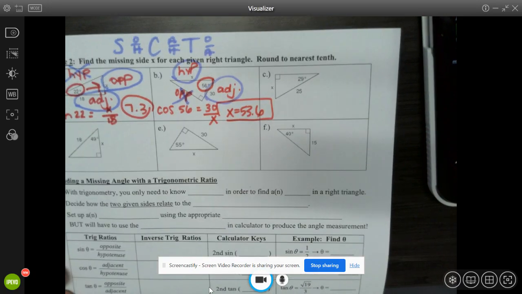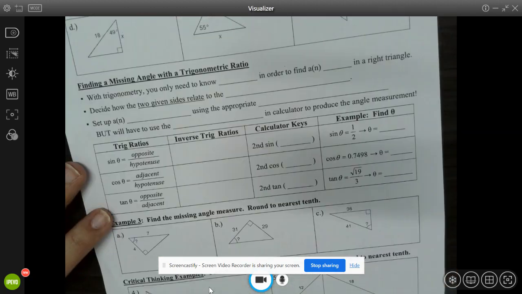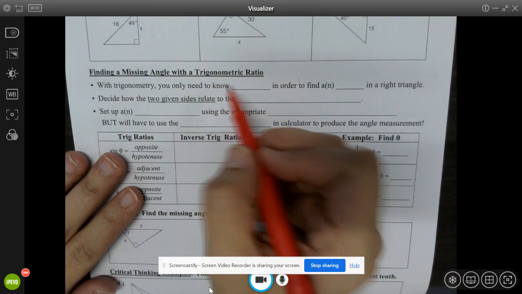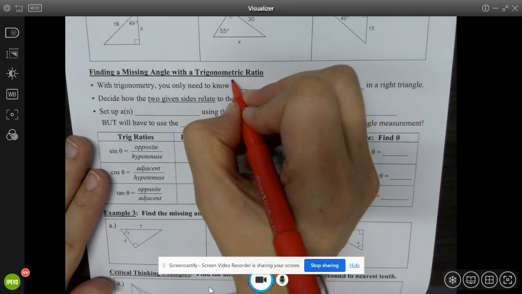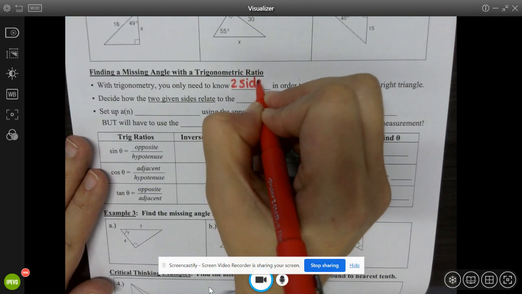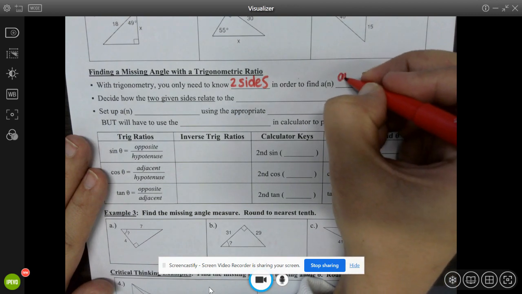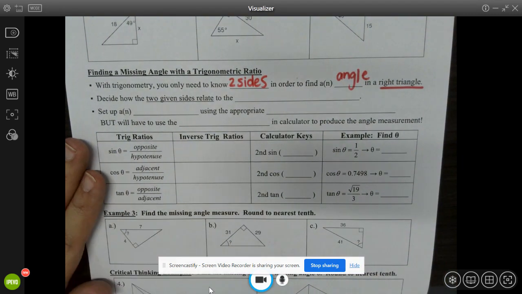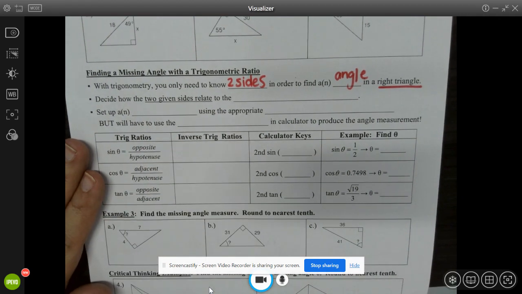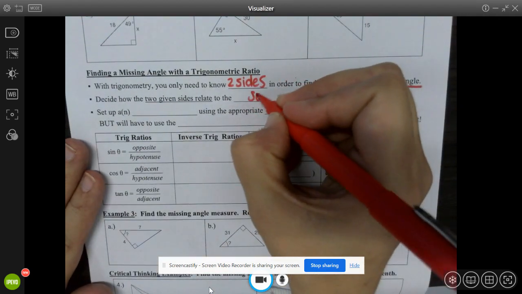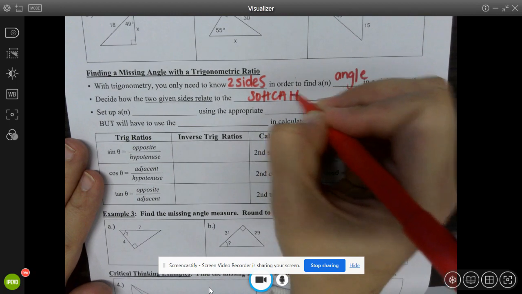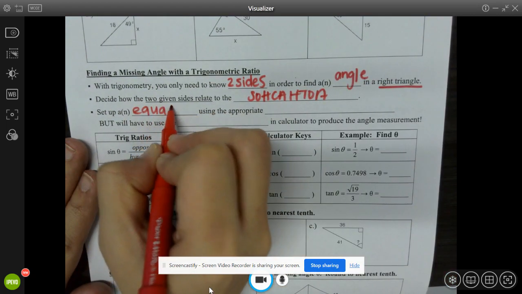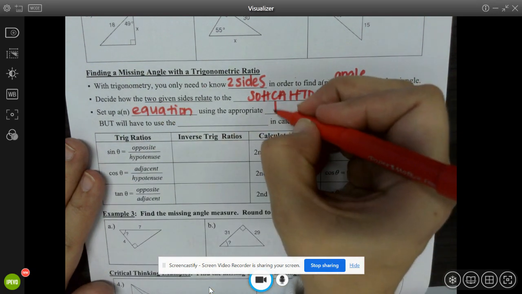All right, so then moving down to our last little section, this is going to be finding a missing angle. With trig, you only need to know two sides of a triangle in order to find an angle, only in a right triangle. Again, we're going to decide how those two given sides relate to our SOHCAHTOA, and we are still going to set up an equation using the appropriate trig ratio.